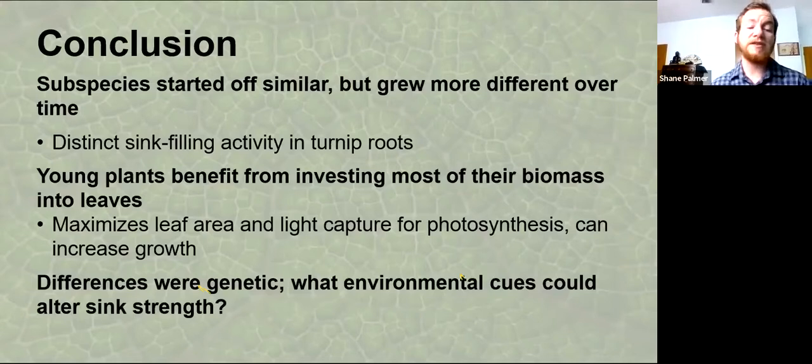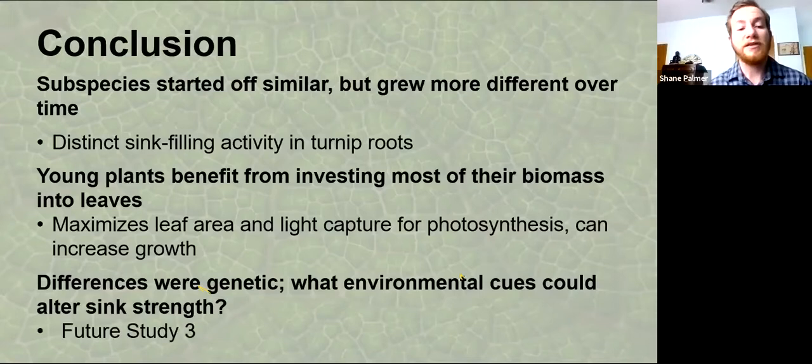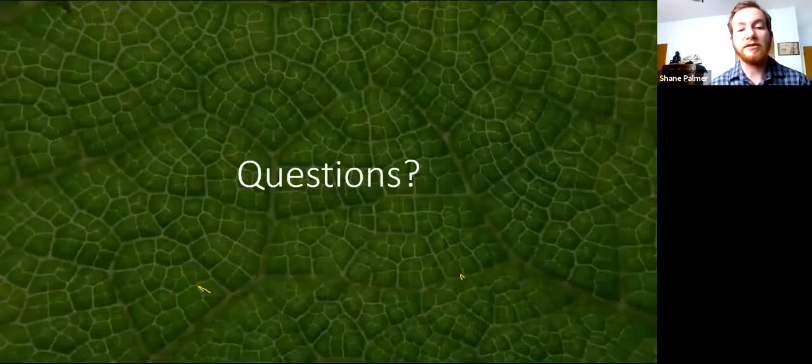So the differences in this particular study were genetic. I wasn't doing an environmental manipulation in this study. I was just looking at differences among and within the subspecies. So the question then is, what environmental cues might alter sink strength of these tissues? And that dovetails into my last study.